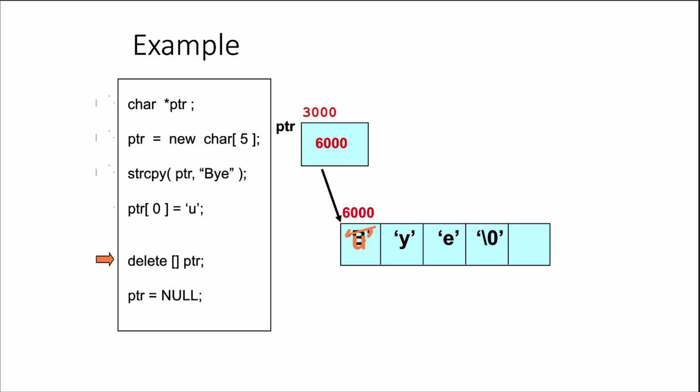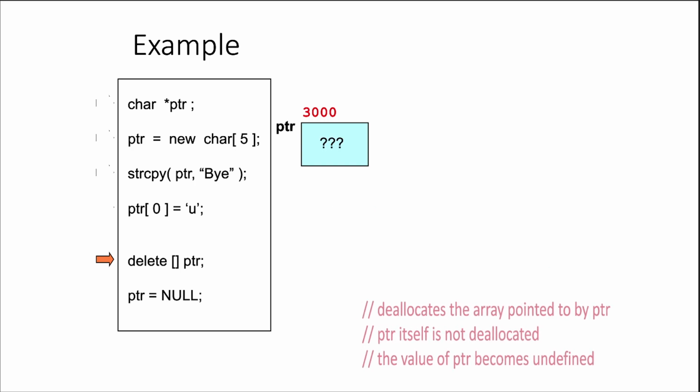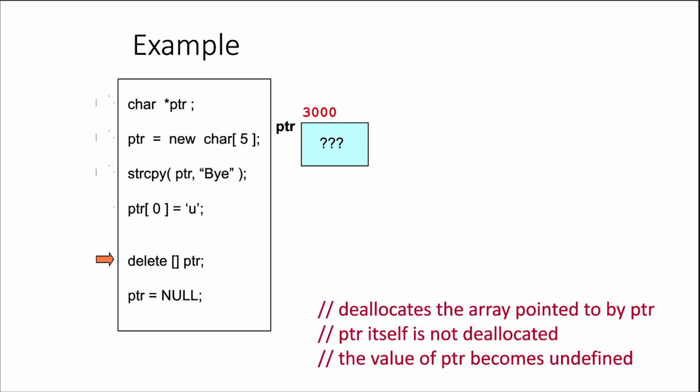Then the moment you say delete, observe this, you have not supplied the size value. So it simply says delete the entire array, delete array pointed by PTR. What will happen? That gets deallocated. It deallocates the memory, the array pointed to by PTR. PTR itself is not deallocated. Observe that the value of PTR becomes undefined. Following, getting this, the value of PTR got undefined. So the 6000 got removed now.